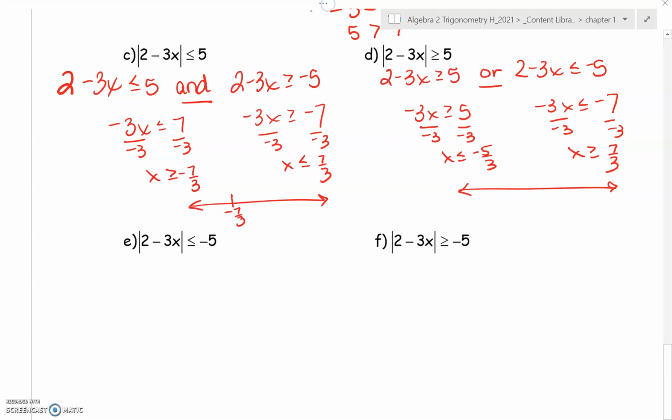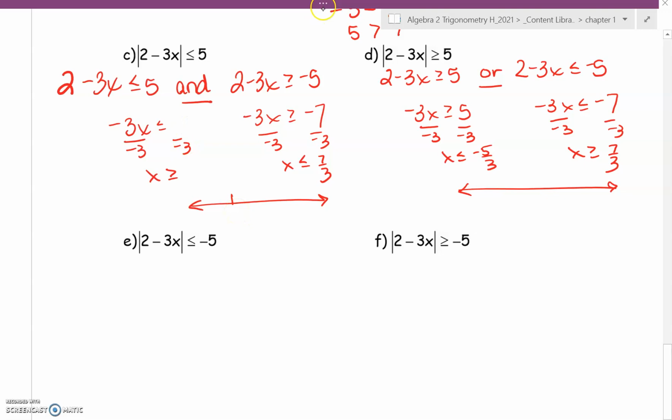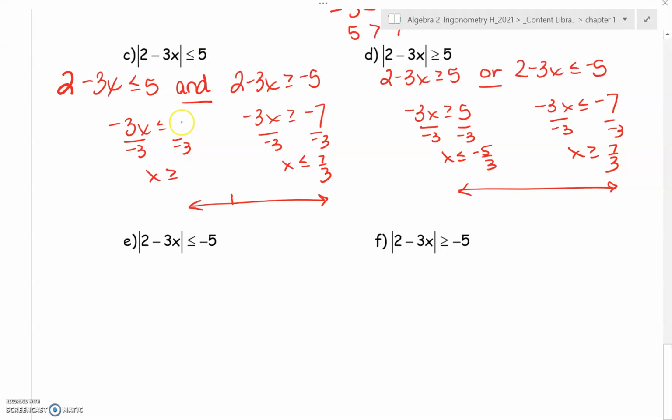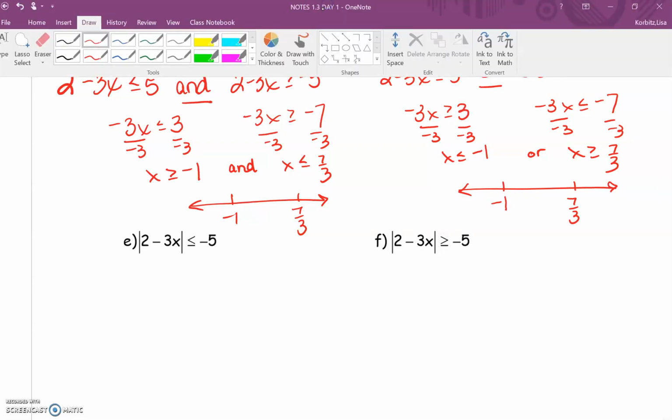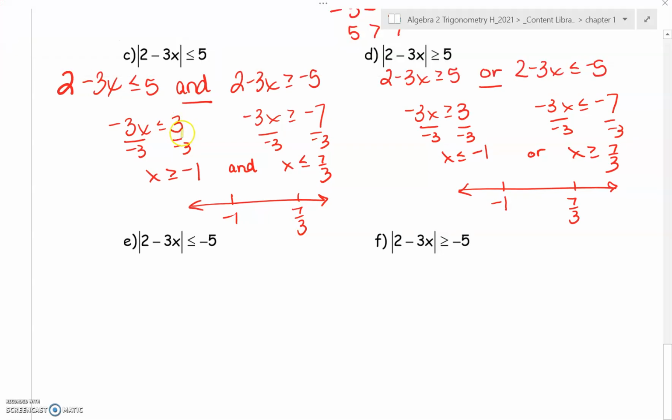Oh, sorry, there was a mistake right here. Let's fix that first. Notice that 5 minus 2 is a 3. Sorry about that. So this is a negative 1. Okay, there we go. So go ahead and try and graph. All right, so I went ahead and fixed my mistake here because I was supposed to subtract 2 here and subtract 2 over here.